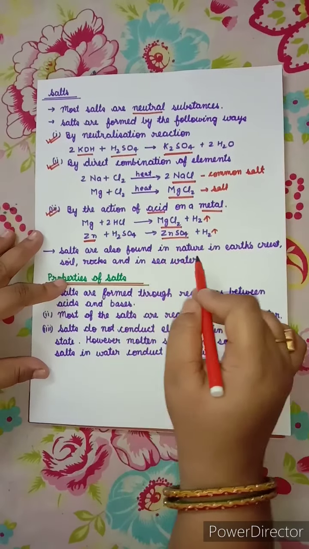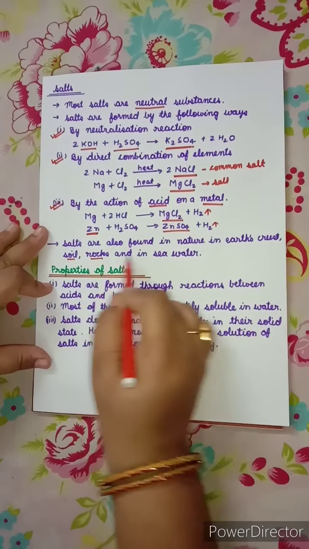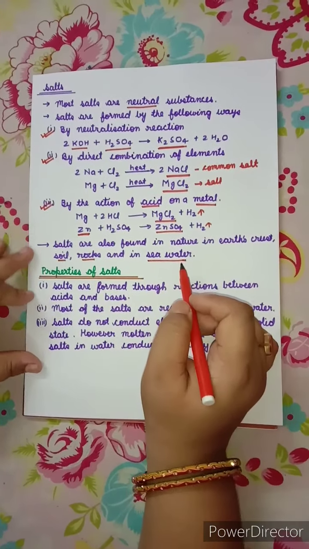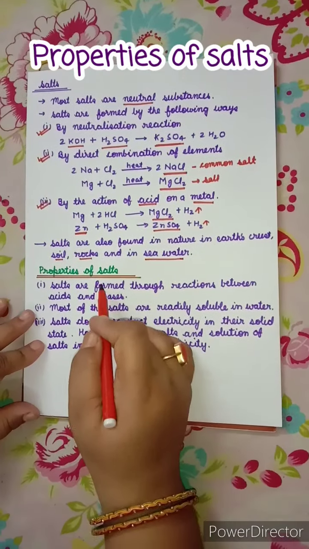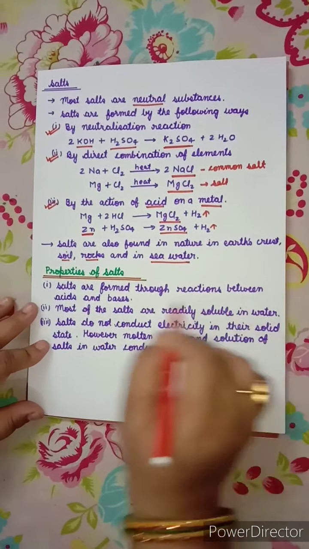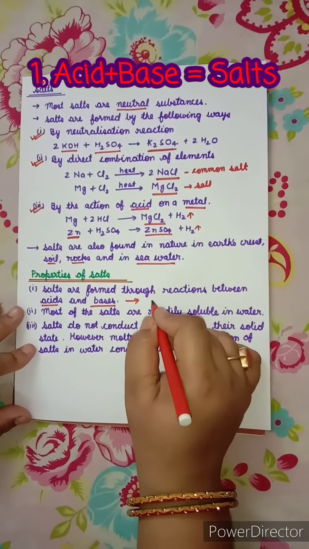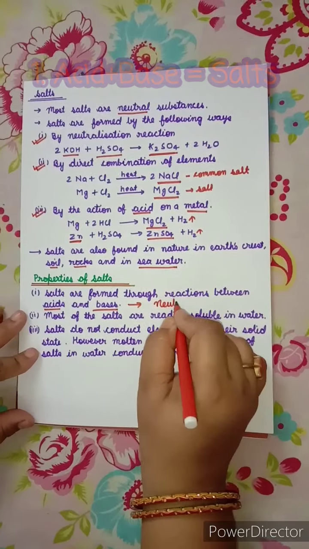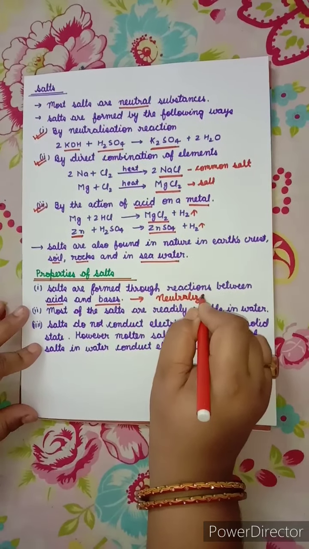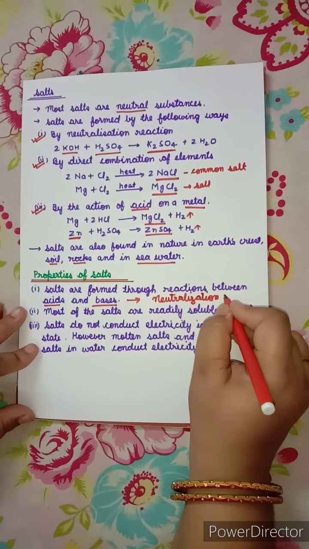Salts are also found in nature, in Earth's crust, in soil, in rocks and in seawater. Now let us discuss the properties of salts. Salts are formed through reactions between acids and bases. As we have already discussed, the name of that reaction is neutralization reaction. I hope you remember, students, about neutralization reaction.